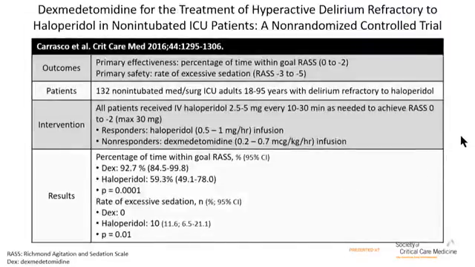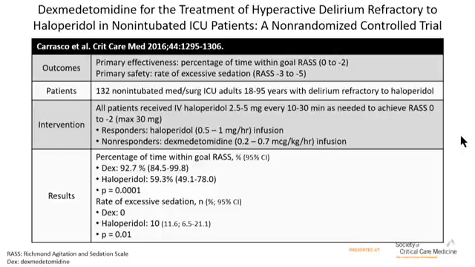Also, this past year, so 2016 was a big year for dexmedetomidine and delirium, there was a study published looking at hyperactive delirium refractory to haloperidol in non-intubated patients. So Dahlia gives us insight into intubated patients, but what about your non-intubated patient that is maybe having delirium as a barrier to transfer out of the ICU? So they had co-primary endpoints for effectiveness as well as safety: percentage of time within the goal RASS, as well as rate of excessive sedation.